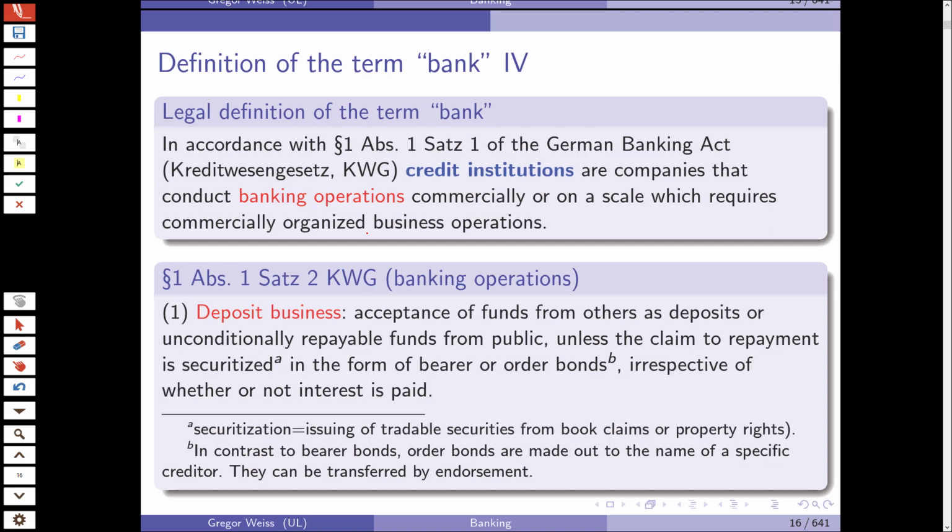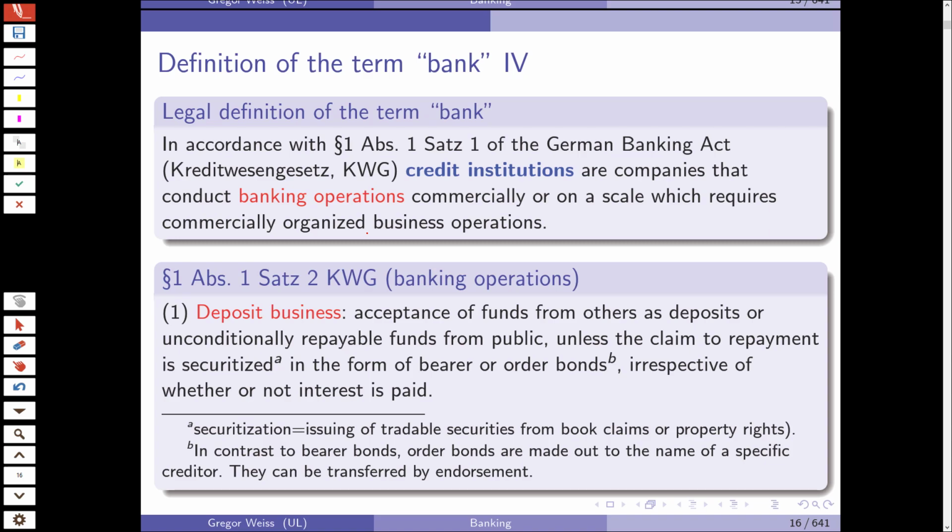We wouldn't use that word in English. It's Kreditinstitute in German. Credit institution, lending institutions. It defines companies as credit institutions if they offer banking services. And in paragraph 1, section 1, sentence 2, it gives an exhaustive list of banking services.